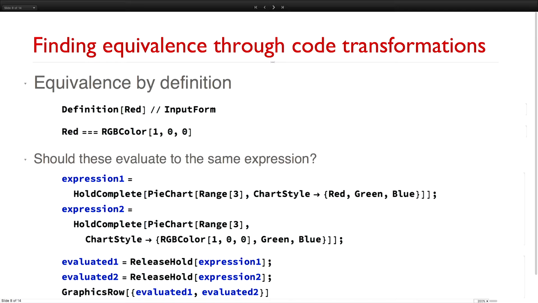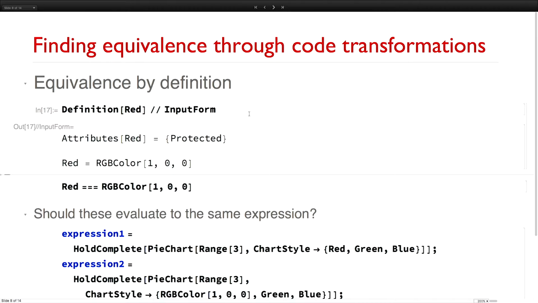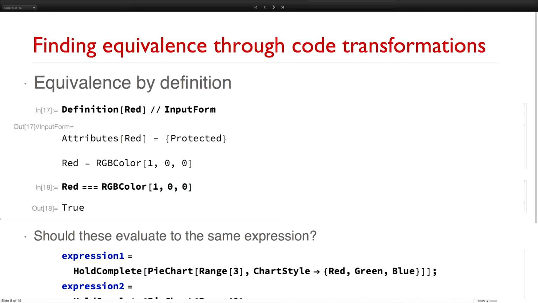So next one is equivalence by definition. The symbol red, for example, is equivalent to RGBColor of 1, 0, 0. How do we know? Because we can just look. So we know when we evaluate that, that's going to be equivalent. They're going to evaluate to the same thing.